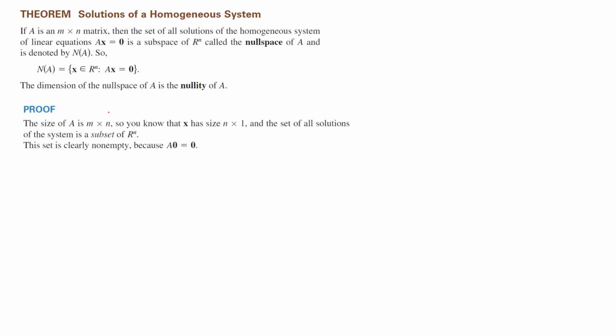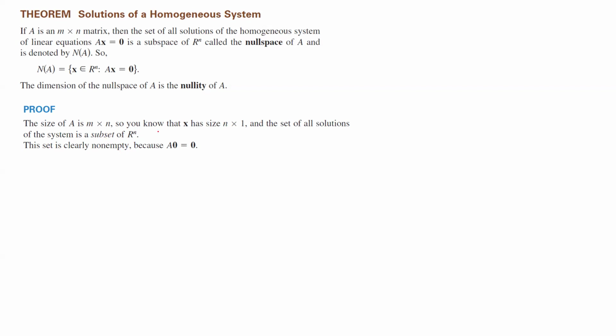The size of A is m by n. So we know that x has size n by 1. When we are doing the multiplication, on the right-hand side, it's equal to 0. The constant terms are all 0. And the set of all solutions of the system is a subset of n space. This set definitely is non-empty.